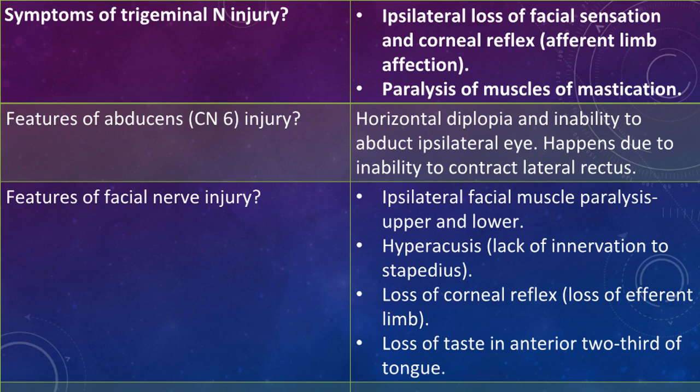Features of facial nerve injury. Ipsilateral facial muscle paralysis, upper and lower. Hyperacusis, due to lack of innervation to the stapedius. Loss of corneal reflex, loss of efferent limb. Loss of taste in the anterior 2/3 of the tongue.